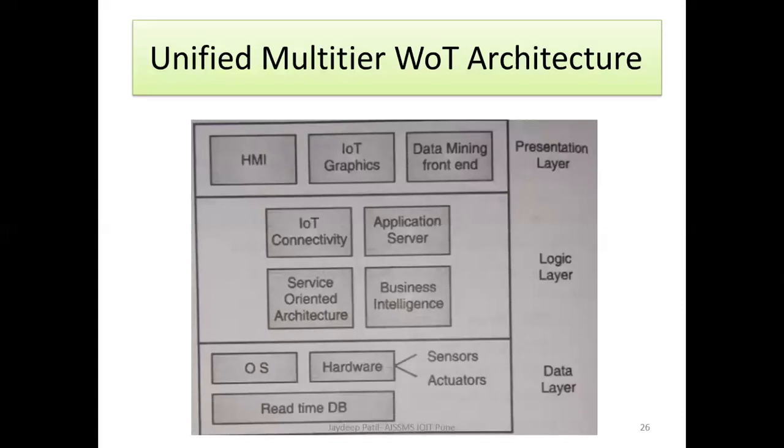Okay, so this layer provides a mechanism to access the information and services that are provided by these two layers, that is the data layer and the logical layer. Okay, and the IoT based system and WOT has an IoT based graphical representation, and that representation provides functionality like report generating and data mining. Okay, the HMI tools are there in SCADA. Okay, decision support system is there. So this is all about the unified multi-tier WOT architecture.